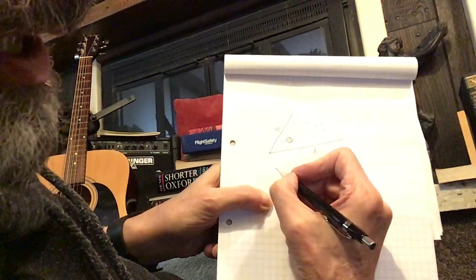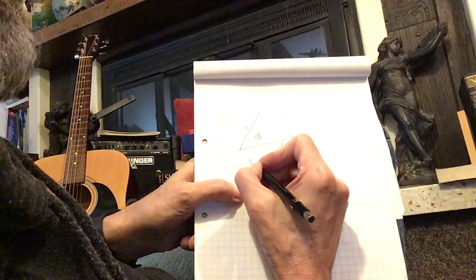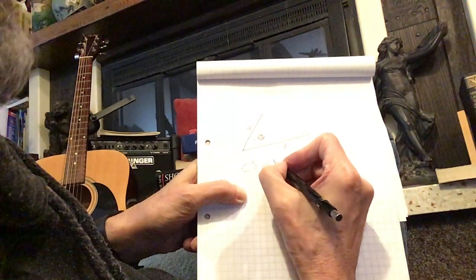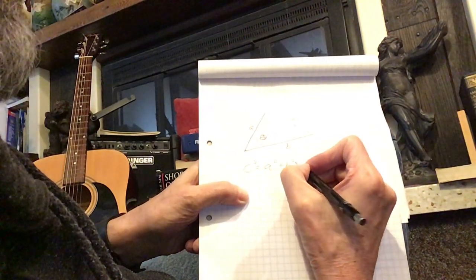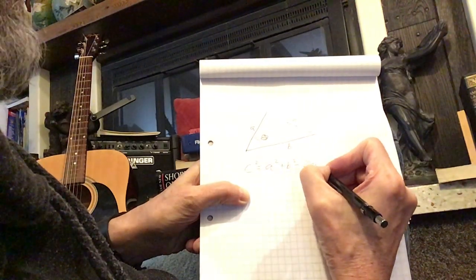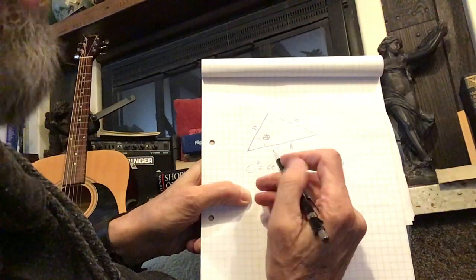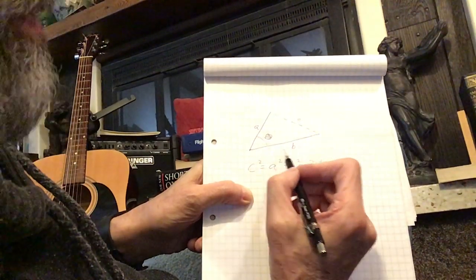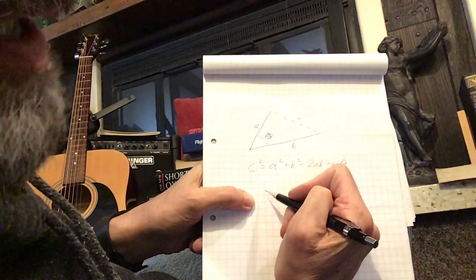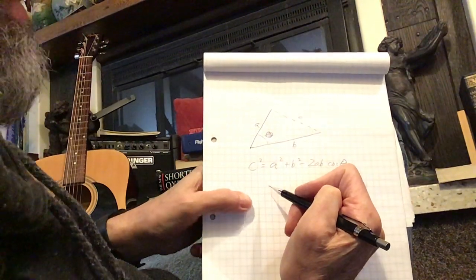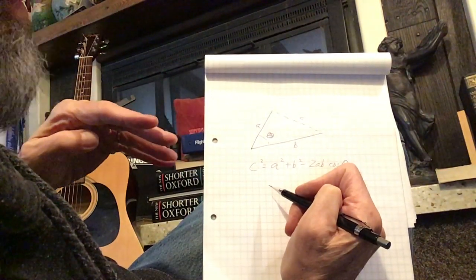And the law of cosines says that c squared is a squared plus b squared minus 2ab times the cosine of theta. That's the angle between them. Now notice that it doesn't matter which way you do the angle because cosine of minus theta is cosine theta. So this is the basic statement of the law of cosines.